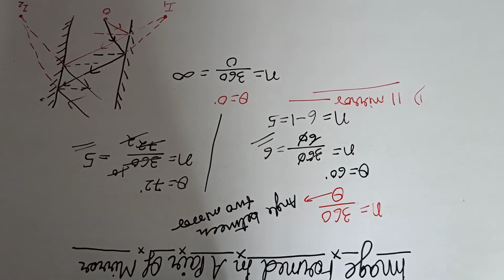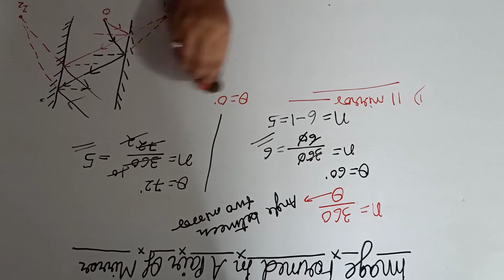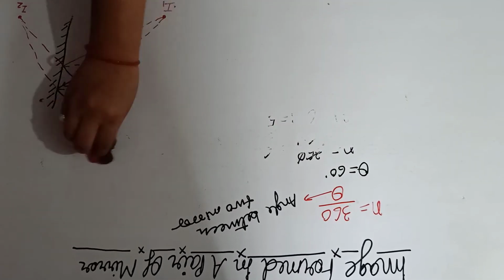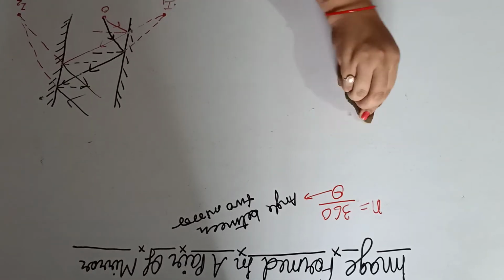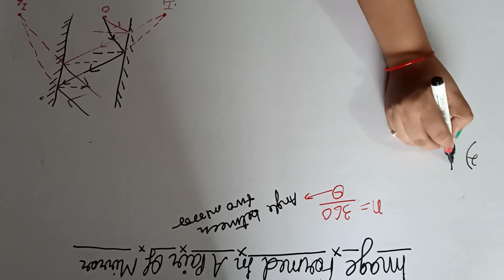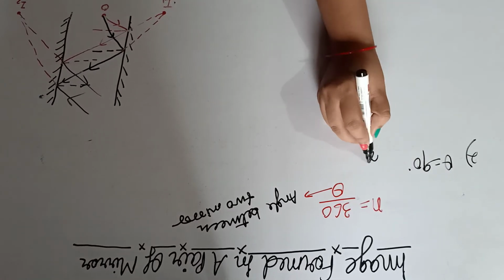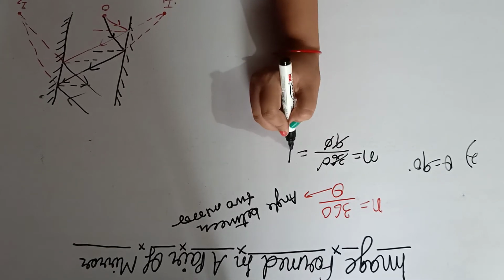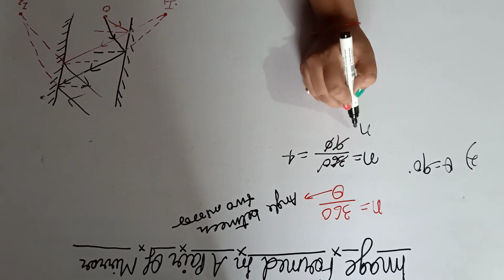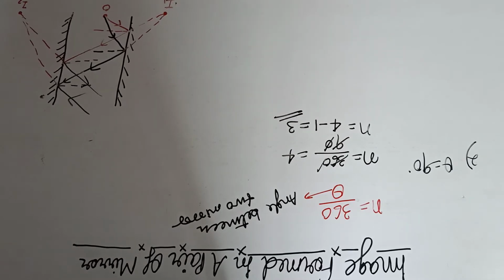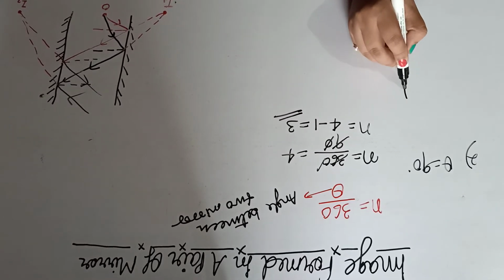Next we have when the two mirrors are placed at 90 degrees. When the two plane mirrors are placed at a 90 degree angle, second condition, when theta is 90 degrees, then n is equal to 360 by 90. We have 4, but it cannot be even, so the number of images is 4 minus 1, which is equal to 3. 3 images will be formed when the two mirrors are placed perpendicular to each other.